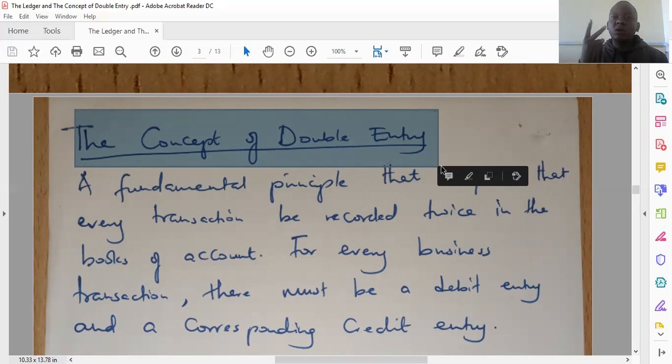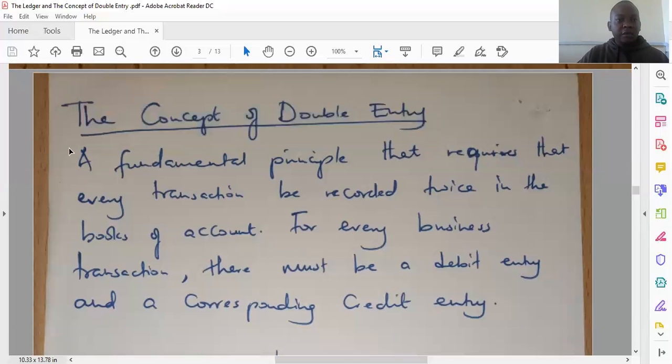Each transaction has a dual effect in the books of accounts, or rather, each transaction has a dual effect in the ledger. That is to say that a transaction will affect two sides of the ledger. So in this case, we must have a debit entry, we must have a credit entry. Or rather, you can say that each transaction must have a debit effect and must also have a credit effect. So this is a fundamental principle of recording business transactions. That is the concept of double entry.